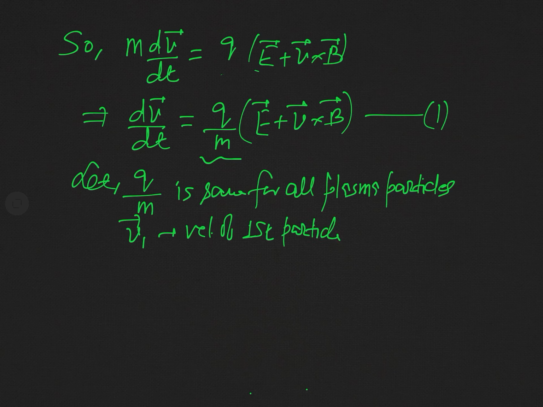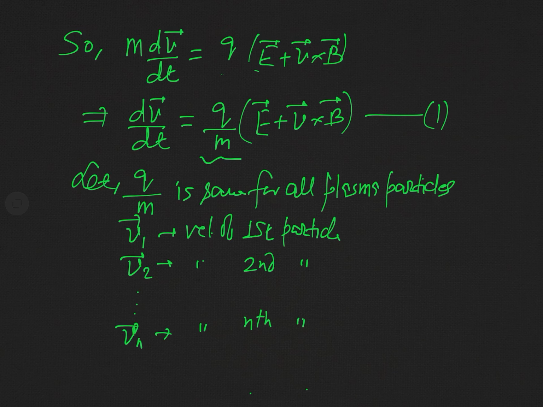To get a general result, I am just considering the velocity of different particles is different. So this is the velocity of the first particle. V2 is the velocity of the second particle, and in this way Vn is the velocity of the nth particle. We consider that the plasma fluid contains n charged particles, and their velocities are V1, V2, V3 and so on up to Vn.